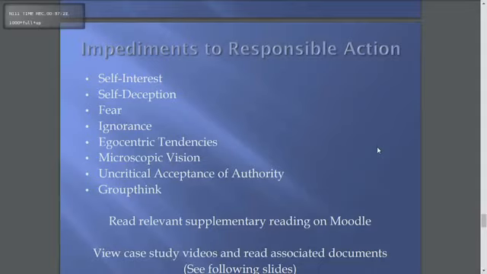Fear, when you are scared to change, you don't have the competency to do the right thing, right? Or question your supervisor, hey, sir, excuse me, but I think we should change it now, otherwise it might get messed up. Ignorance is the same as negligence, right? Sorry, recklessness. Egocentric tendencies, when you think, don't worry, I know I am right, right? I am always right. That's egocentric tendencies. Microscopic vision, when you can only focus on one little thing and forget the big picture. Uncritical acceptance of authority and groupthink.